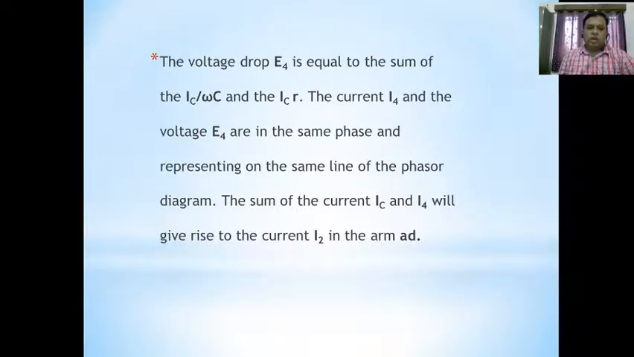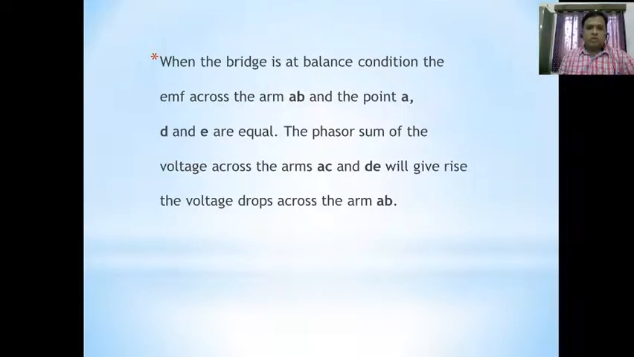So students, now we are ready with the I2 and I4 currents, the I3 and I1 currents, and we know the impedances also. So the balance condition is Z1 Z3 is equal to Z2 Z4. By writing this balance equation and combining the real and imaginary parts, you will get the unknown values. We will see that when the bridge is at balance condition, the EMF across the arm AB and the points A, D and E are equal.